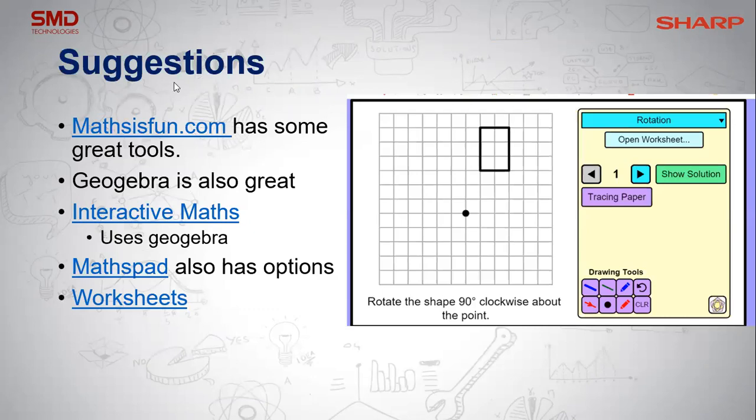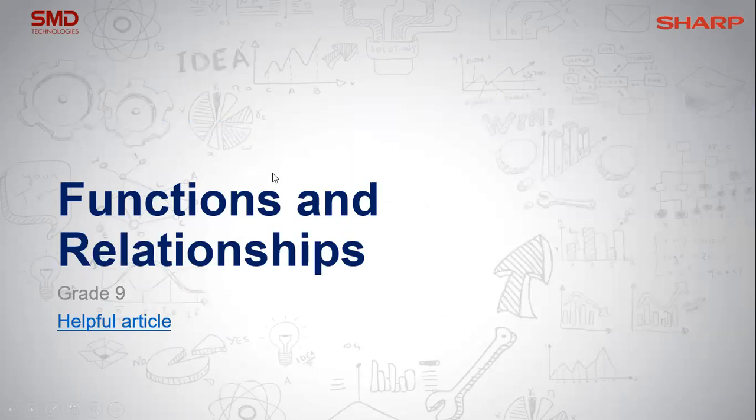So some suggestions: Maths is Fun, again, has some lovely transformation tools. So this link here is directly linked to the transformation tools. GeoGebra, again, is also really great. Then, of course, Interactive Maths has some lovely GeoGebra applets that you can use online. So that's also nice. MathsPad, which is this picture over here, also has lovely options for transformations. And then, of course, this is a link to all of the worksheets.